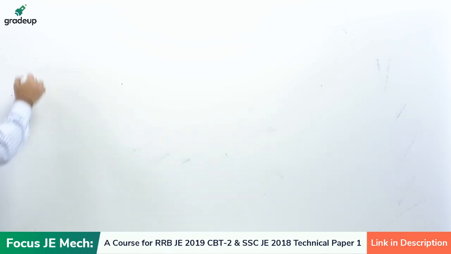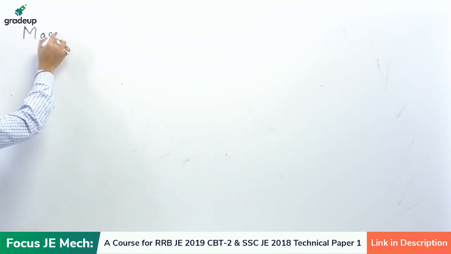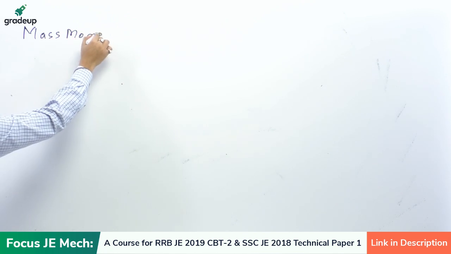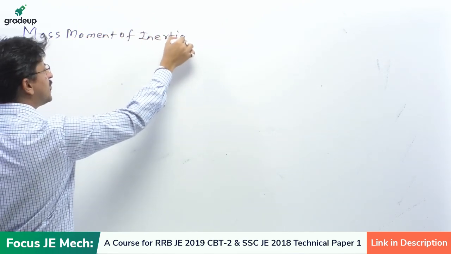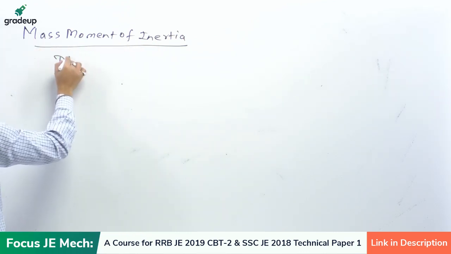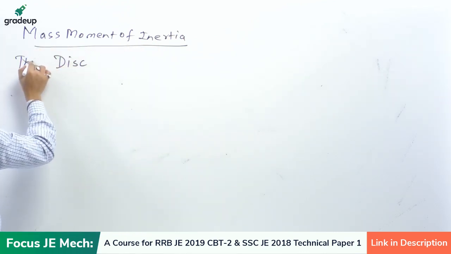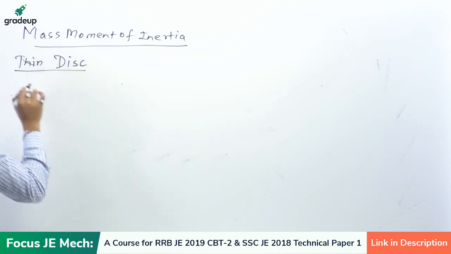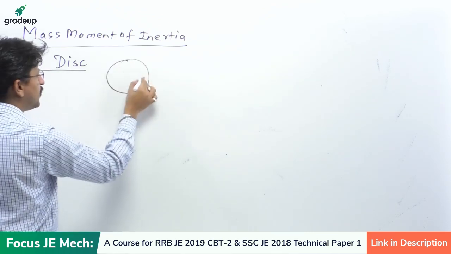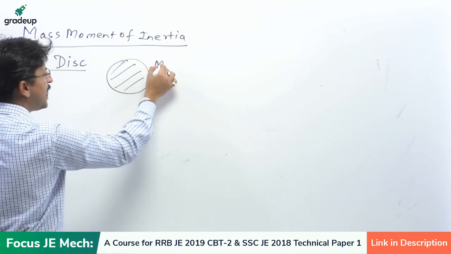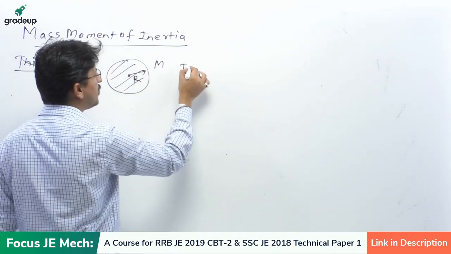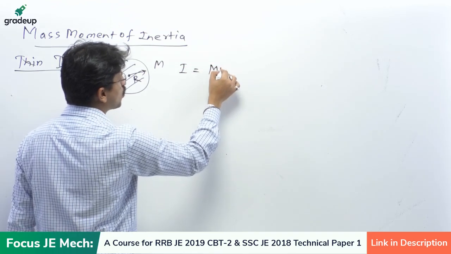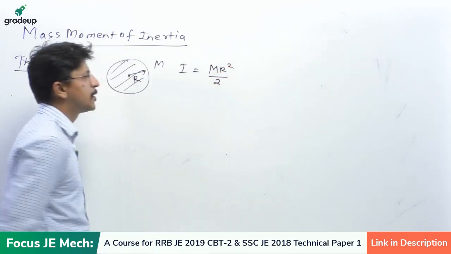Now we have the mass moment of inertia as well. If I talk about a thin disk, thin disk means which is filled like this. It is having the mass m and the radius as r. So its moment of inertia is given by mr square by 2.